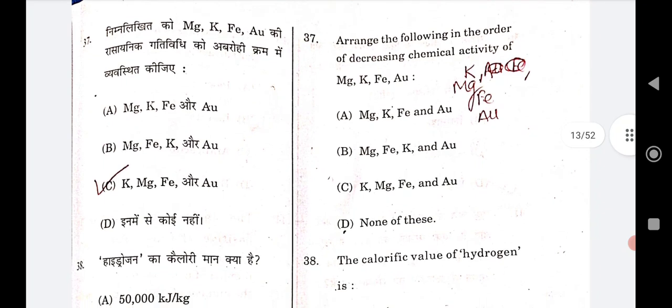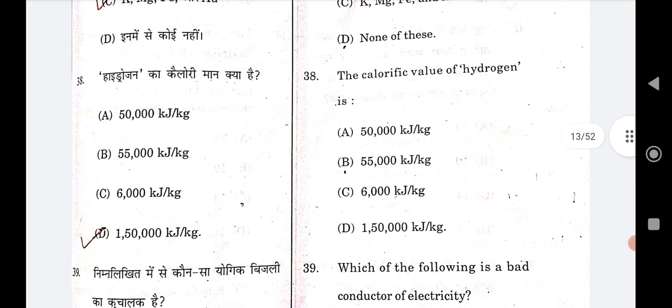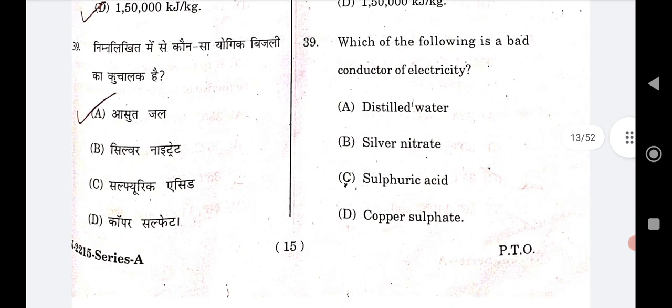Next question: arrange the following in the order of decreasing chemical activity. The correct option is C: K, Mg, Fe and Au. C is the correct one here. Next question: the calorific value of hydrogen is 1,50,000. D is the correct one here. Next question: which of the following is a bad conductor of electricity? Distilled water, A is the correct one here.